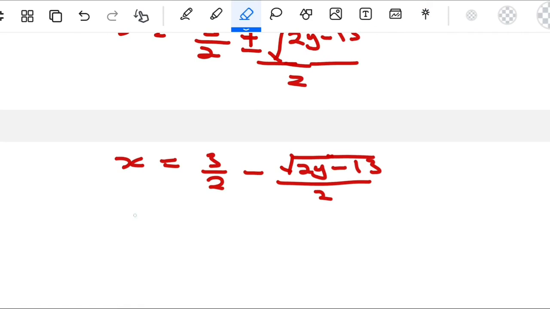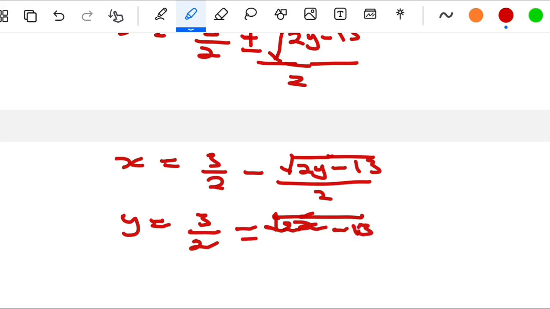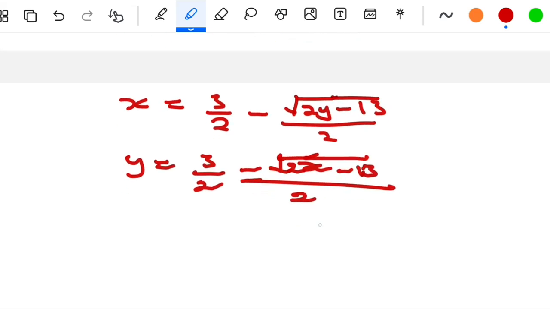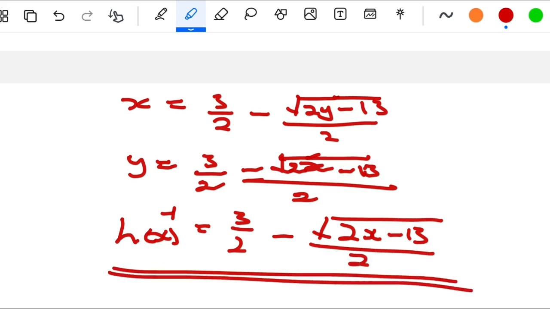So here we can then say y equals 3 over 2 minus root of 2x minus 13 over 2. So h inverse of x equals 3 over 2 minus root of 2x minus 13 over 2. This is our inverse there.